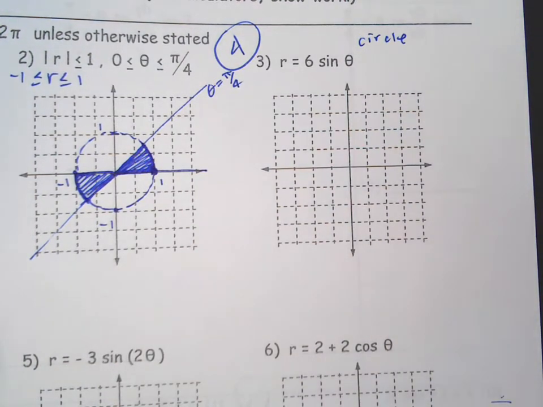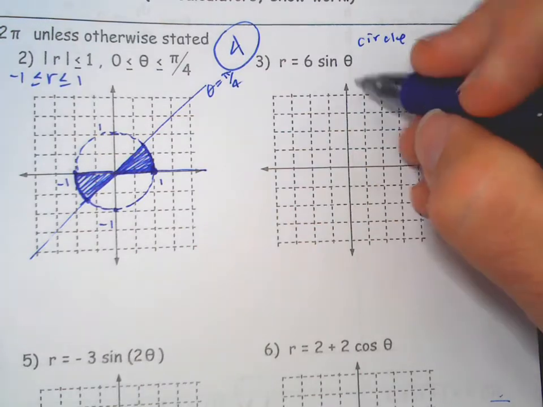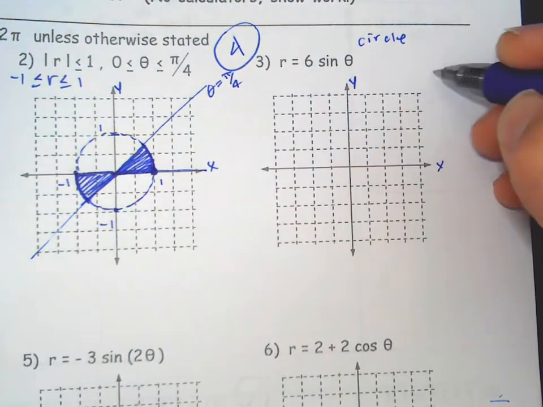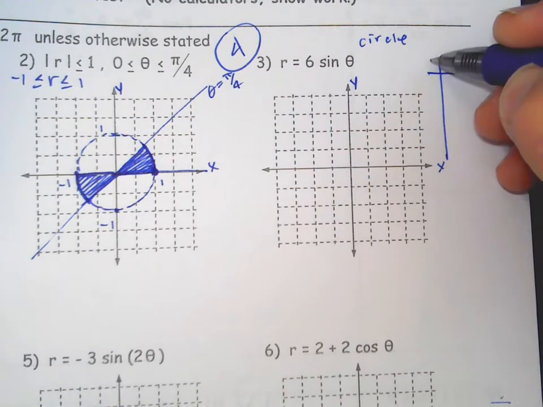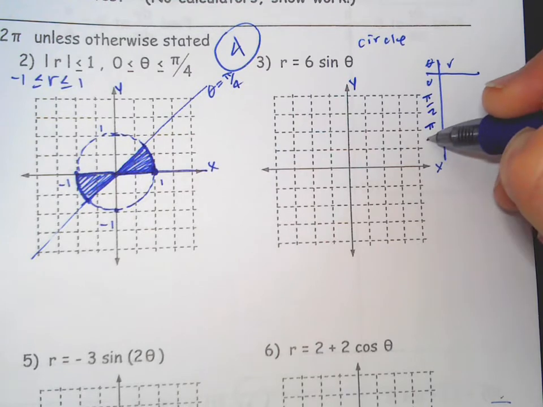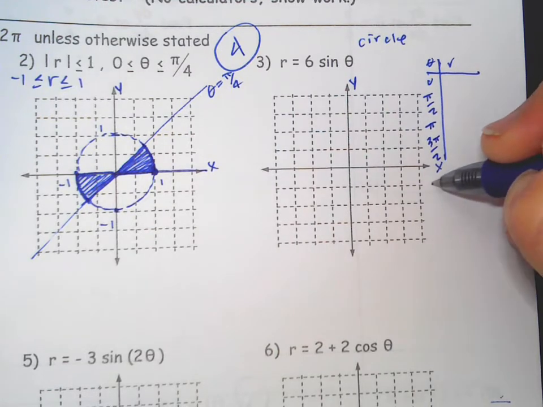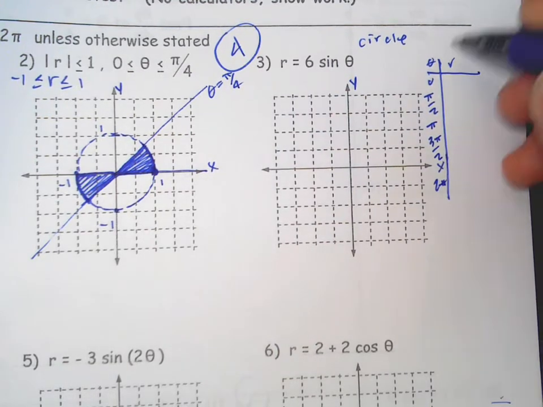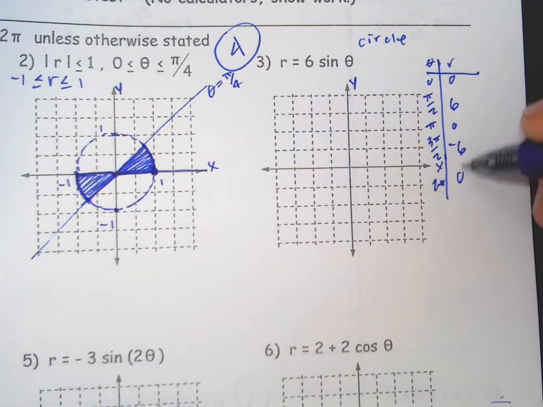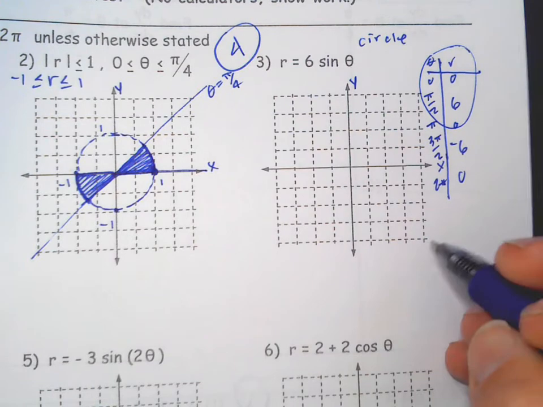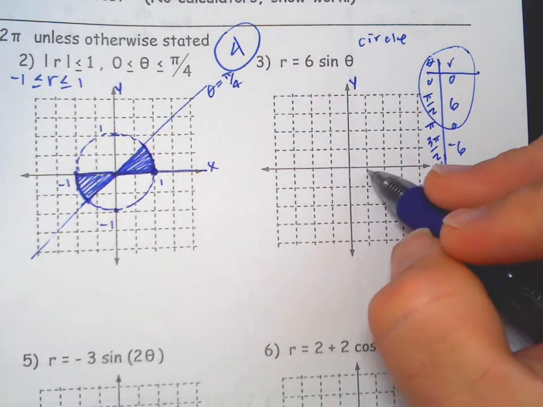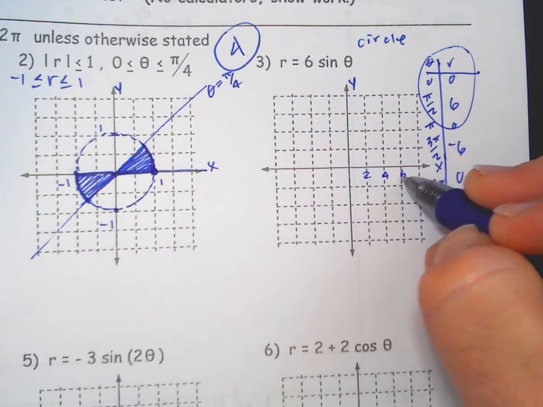Next one is a circle, but these are the more typical circles where they're kind of up or down with one edge on the origin. So I'd make a little table real quick. It should be a vertical looking circle because it has sine involved in it. But we can do a quick table. You get 0, 6, 0, -6, 0. You only really need 0 to pi for these kinds of circles. So I guess we can make each square worth 2.